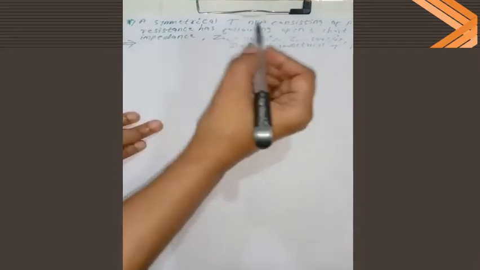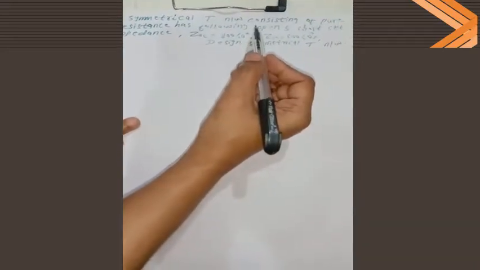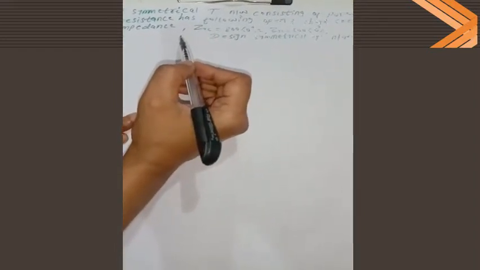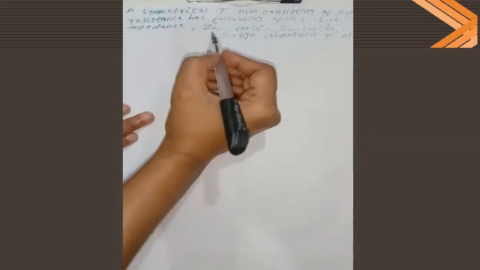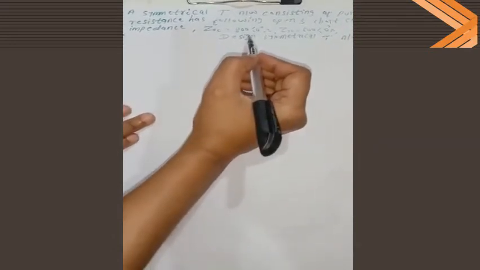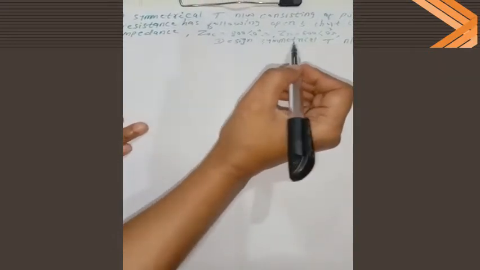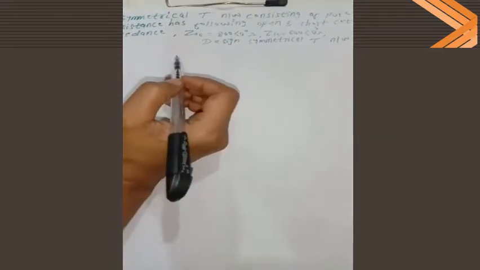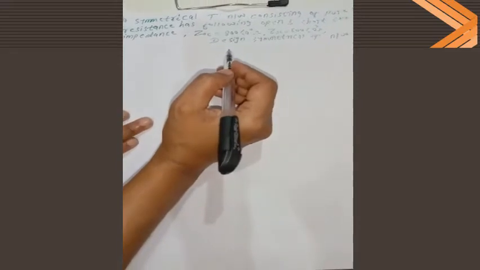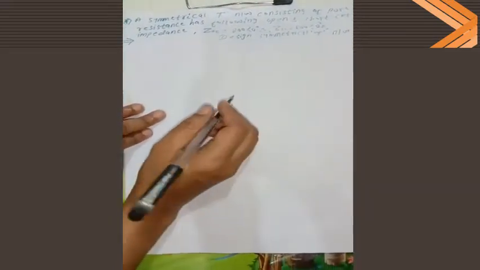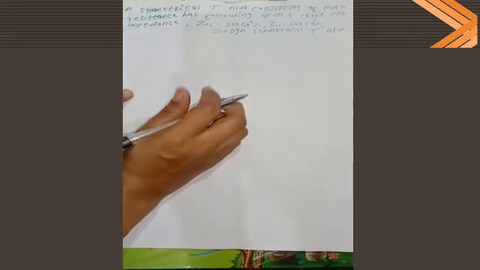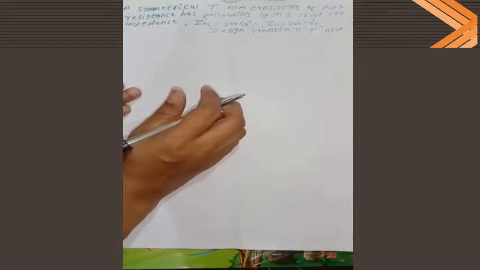A symmetrical T network consisting of pure resistance has the following open and short circuit impedances. ZOC is equal to 800 angle 0 degree ohm, ZSC is 600 angle 0 degree ohm. What we need to do is design the symmetrical T network. So in short, two parameters are given, that is ZOC and ZSC, and we are interested to design the symmetrical T network. So we will see here.